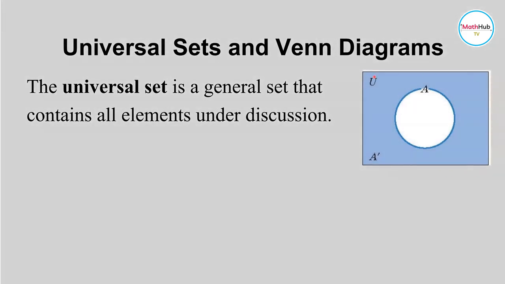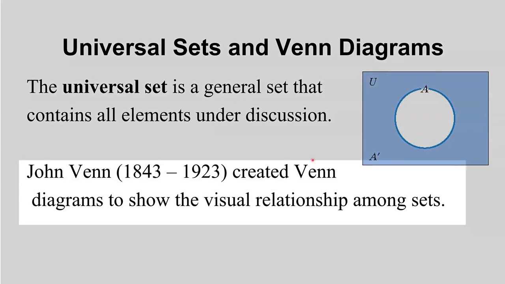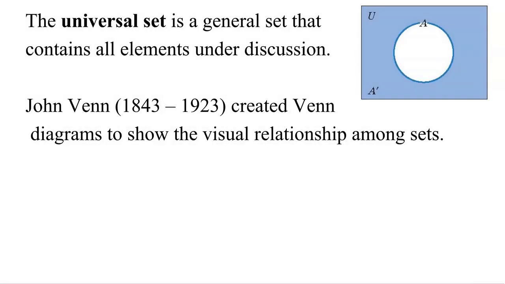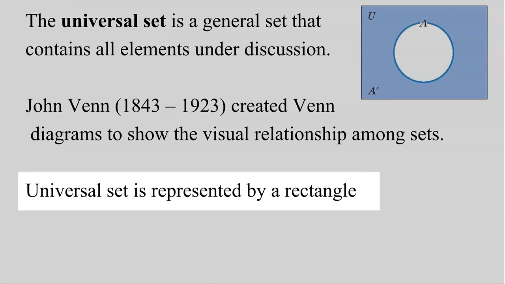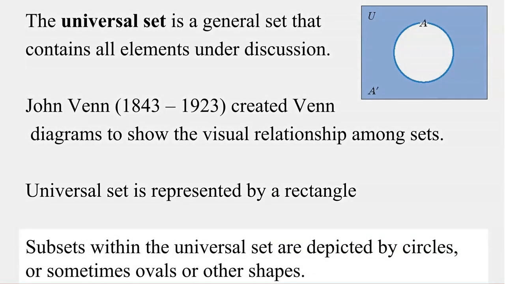This figure here is what we call a Venn diagram. Now, this bigger set here, this general set, is the universal set. The person who created the Venn diagram is John Venn. Venn diagrams are used to show visual representations of relationships among sets. Usually, the universal set is represented by a rectangle, and it contains all the elements under consideration. Subsets within the universal set are depicted by circles or other shapes.